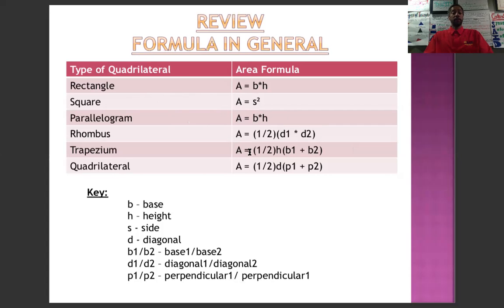For a trapezium, the area equals 1/2 the product of the sum of base 1, base 2, and the height. Remember, base 1 and base 2 are the two parallel sides in the trapezoid. For a quadrilateral, the area equals 1/2 the product of the diagonal and the sum of perpendicular 1 and perpendicular 2. Remember, the perpendiculars are those that go from the diagonal to the opposite angles.